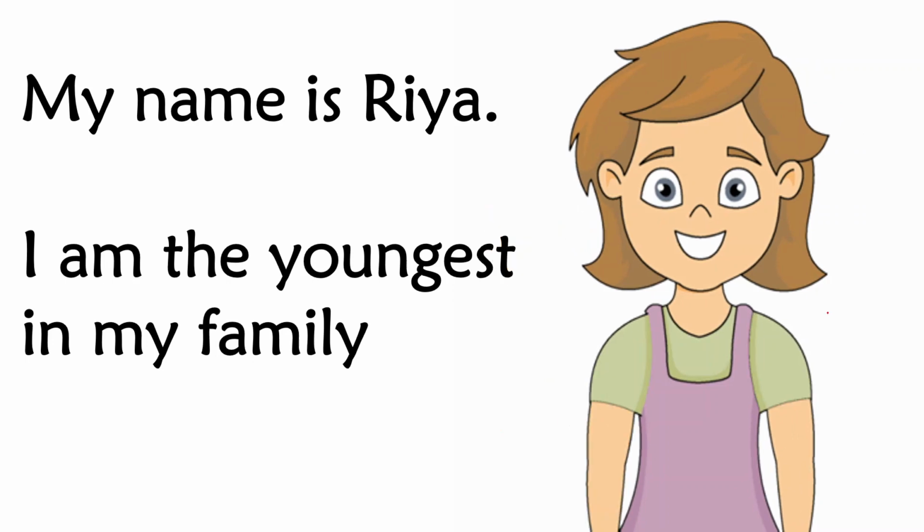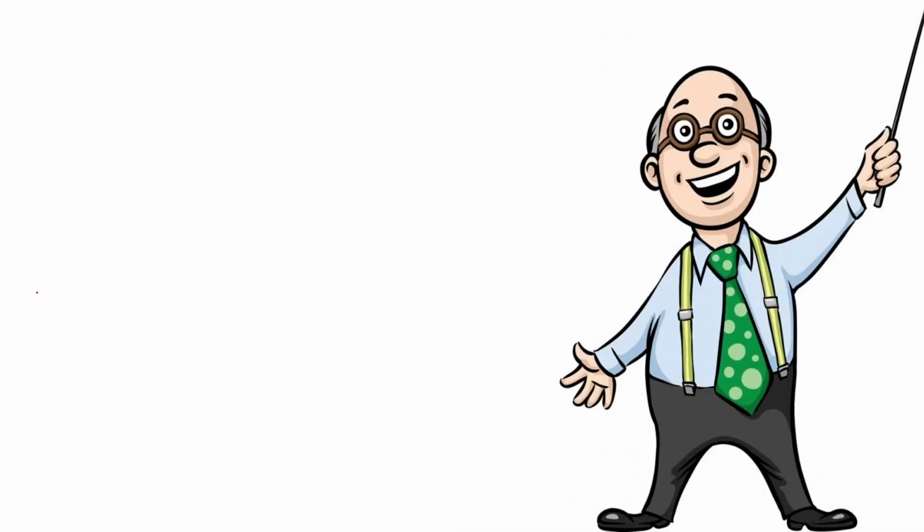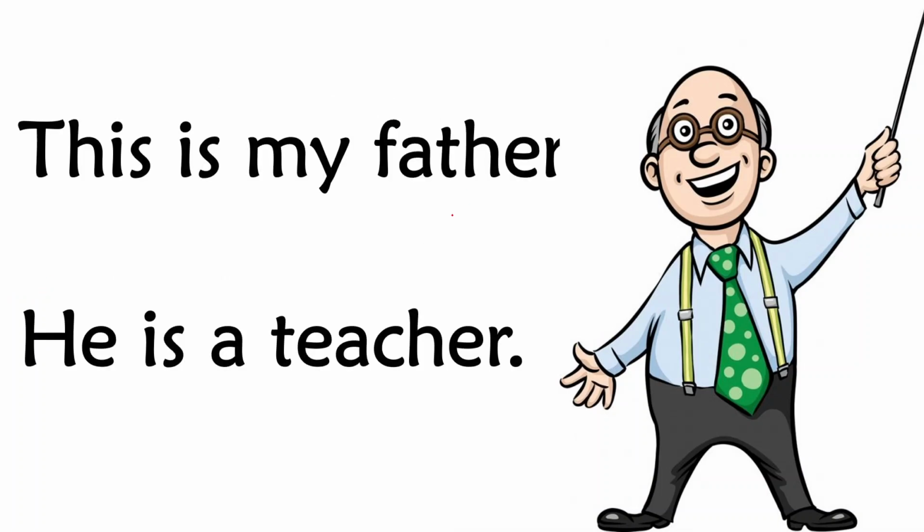Like, the girl is saying that, "Hi, my name is Ria. I am the youngest in my family." So, in the second sentence, I is the pronoun which we use instead of a name. I am the youngest in my family. So, here I is the pronoun. In the second, look at this picture that this Ria is introducing her father, that this is my father. He is a teacher. Okay, so here he is a pronoun.